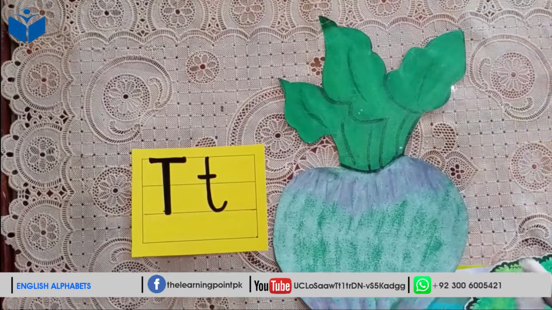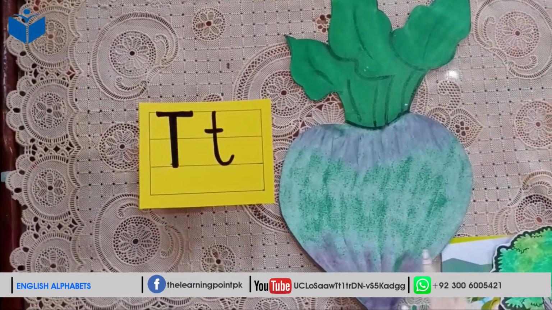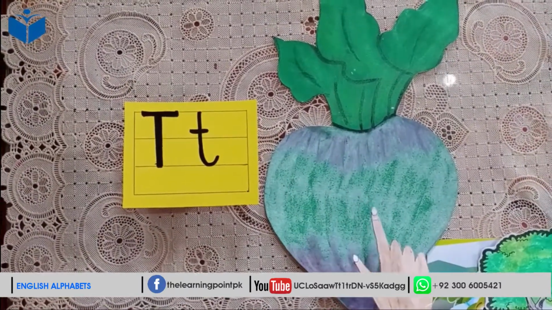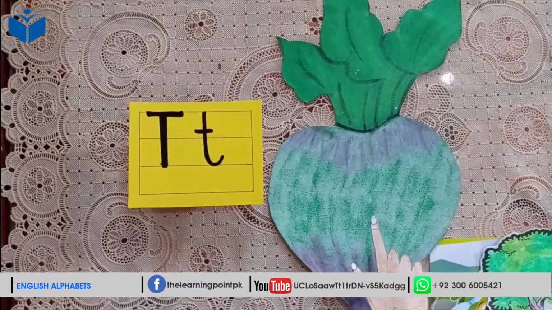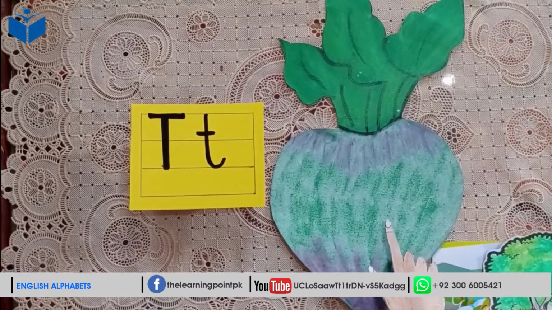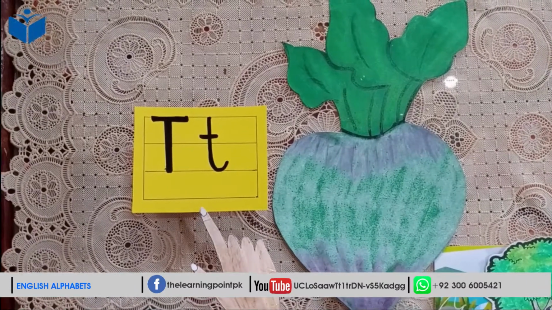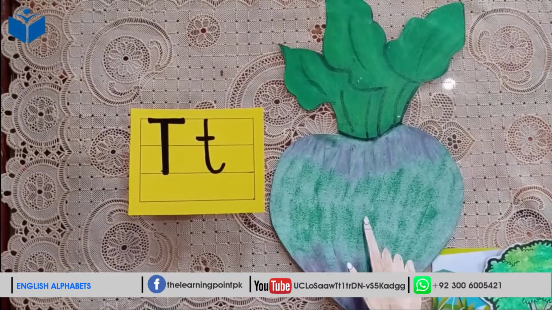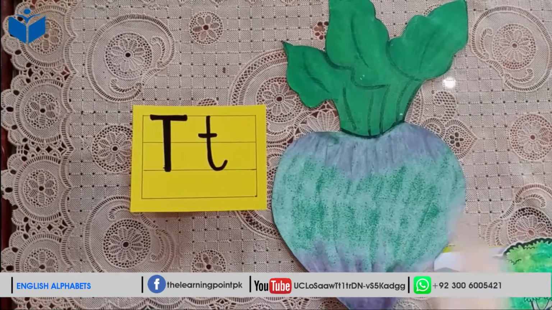Look at this. This is a vegetable. Its name is turnip. What is its name? Turnip. Turnip begins with phonic T. T turnip. T turnip.